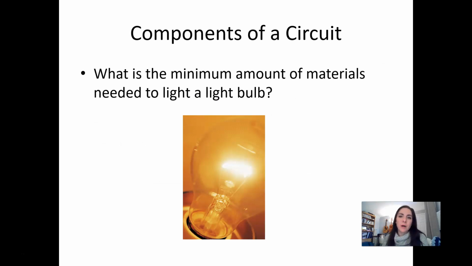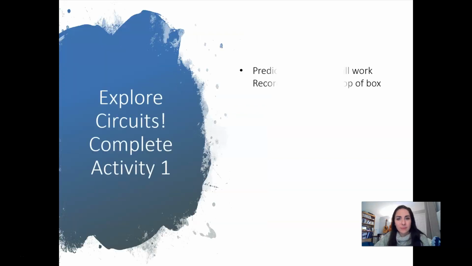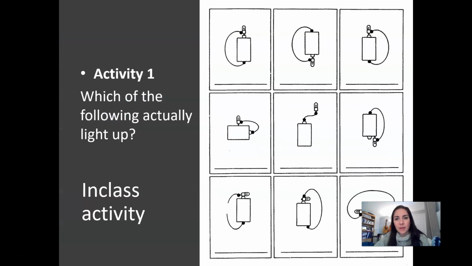So what's the minimum amount of materials needed to light a light bulb? This would also be a classroom activity. I know it's always tough to not do this, but I would give you a battery, a light bulb, and a wire, and I'd ask you to light it up. Then we would do another activity which involves exactly that: the battery, the bulb, and the wire. You could actually do this activity if you want. I think it's still worth doing by using the PhET simulation for DC circuits and seeing which one of these worked and which one of these didn't work.